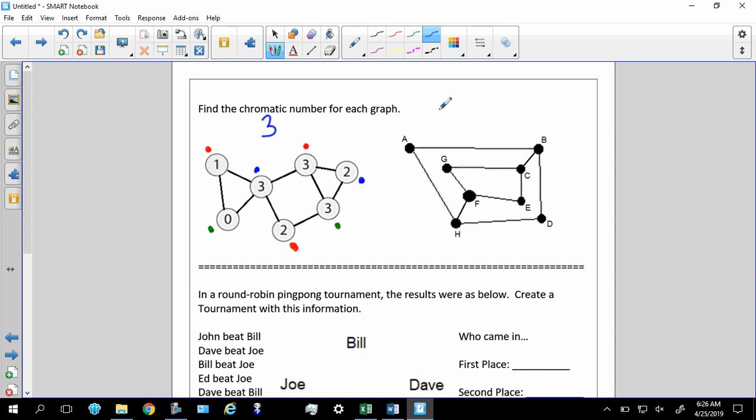All right, let's try this one here. A will be a blue. Let's make G a blue. E is a blue. Just thinking here. Let's see. Let's just make D a blue. We'll make B a red. Let's see. F will be a red. And then this will be a green. This will be a green. All right, so that was 3.